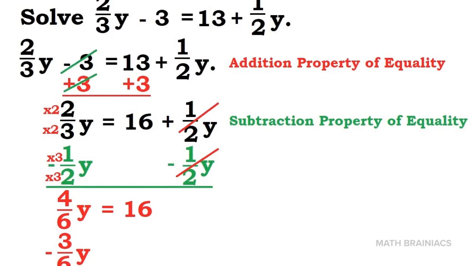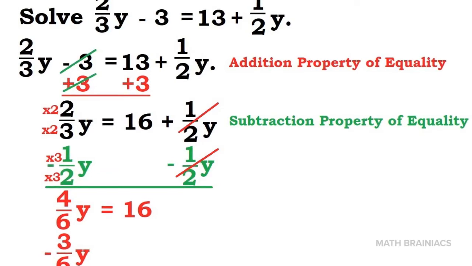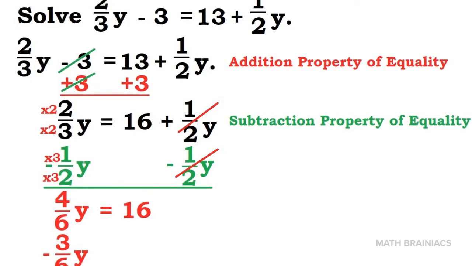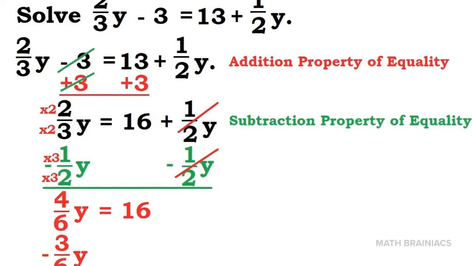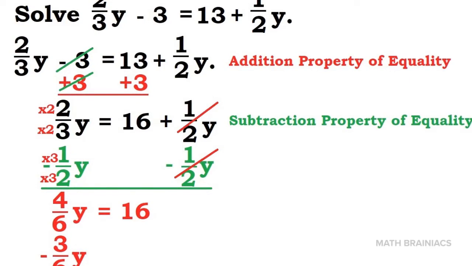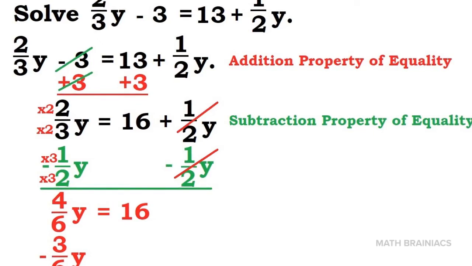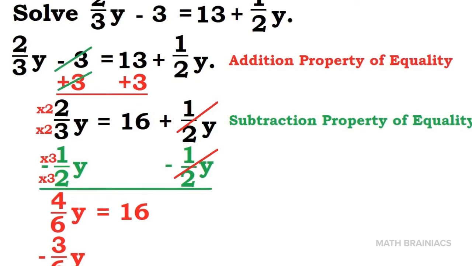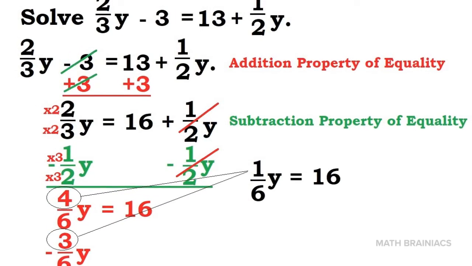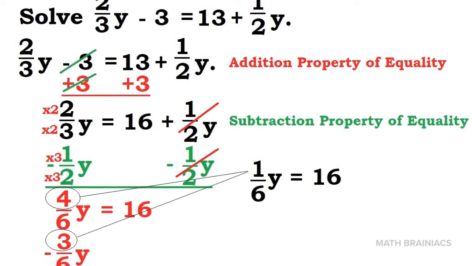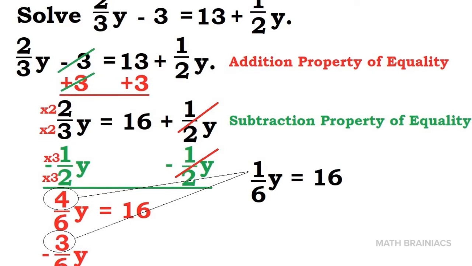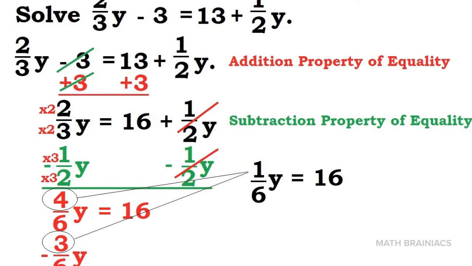Moving on to 1/2 times 3/3, let us work first on the numerator. 3 times 1 is 3, and on the denominator, 3 times 2 is 6. Therefore, negative 1/2 y will become negative 3/6 y. Furthermore, we now have the denominators the same. So, we can work on the numerators and retain the denominator. Subsequently, 4 minus 3 is equal to 1, and we are going to retain the denominator, which is 6. Therefore, it will give us 1/6 y is equal to 16.